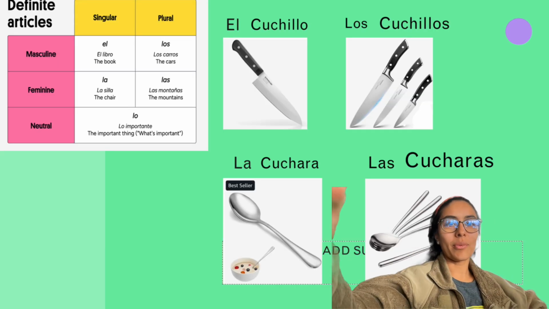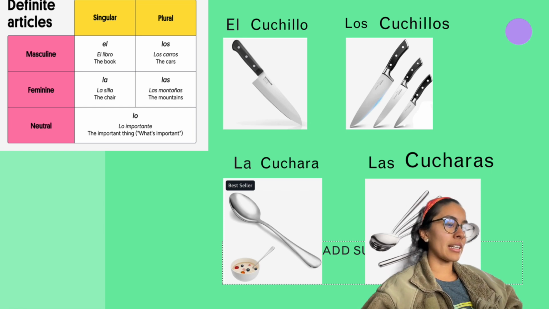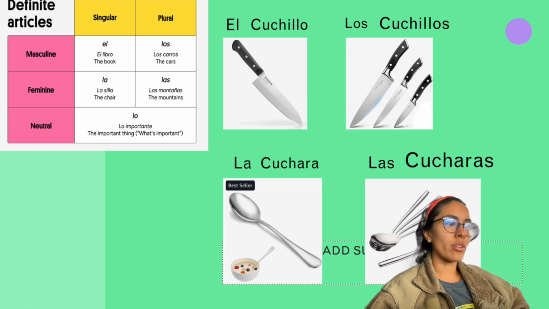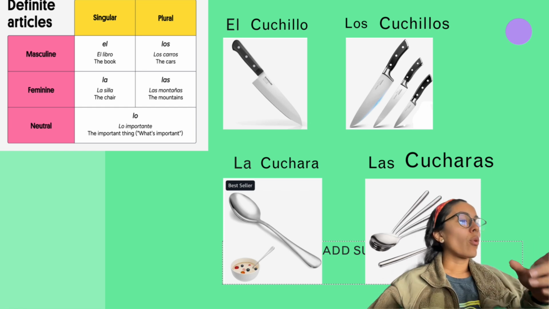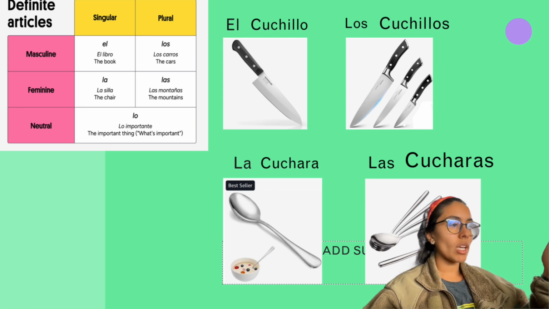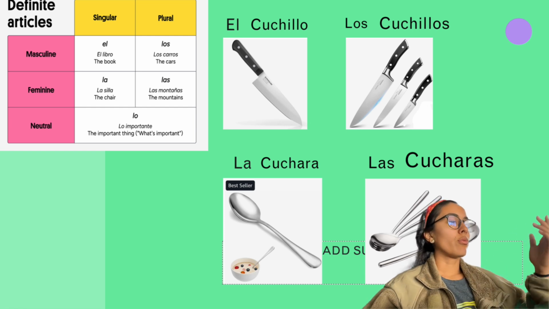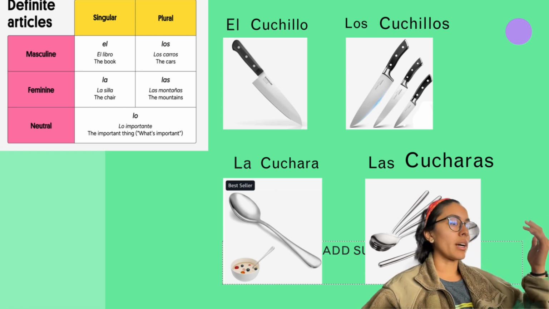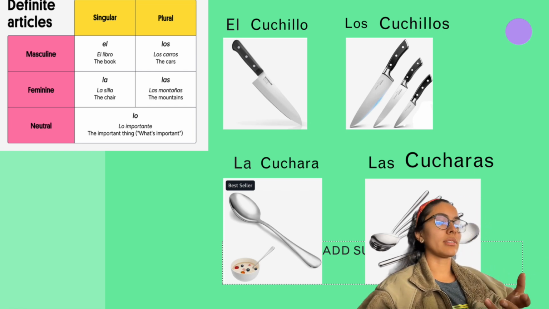Examples, I wanted to make it as simple as possible, so I used this cutlery that we normally use in our homes. And I used it for the singular and for the plural and so on. So for el, which is the masculine and singular, we have el cuchillo. And then for the plural, we have los cuchillos. For the feminine singular, we have la cuchara. And then for the feminine plural, we have las cucharas.